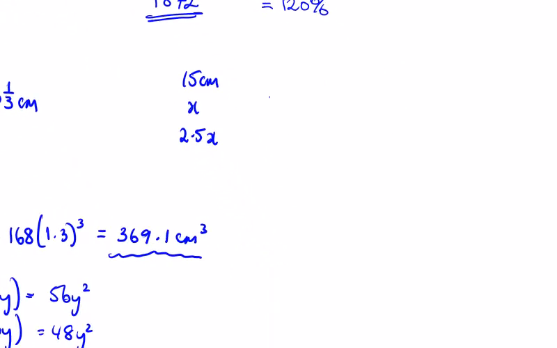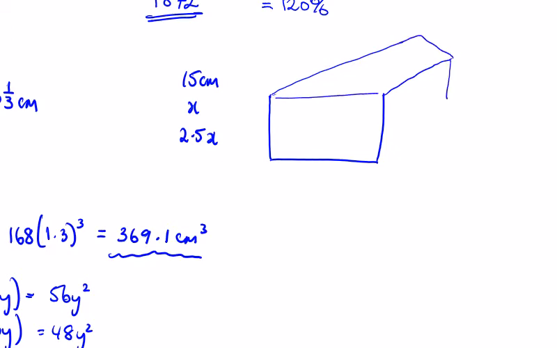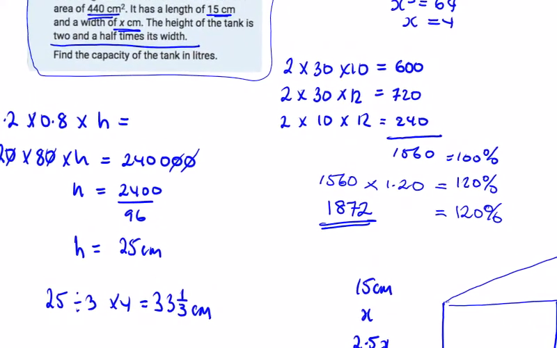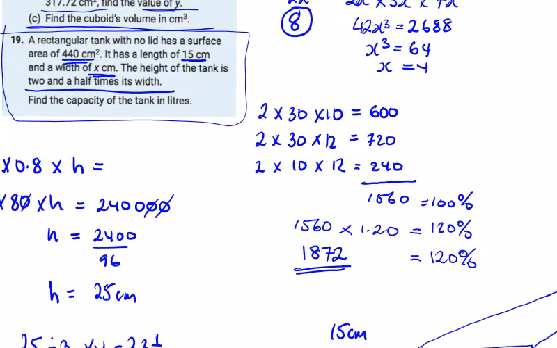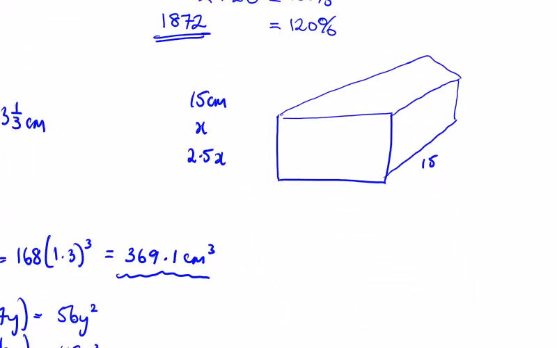Right, so let's do a little sketch of this tank here. Here's our tank, there's no lid on it. This is not the best tank you've ever seen, but you get the idea. So the length is 15. What were we told? The height is 2.5 times its width. So we have x, I got them the wrong way around, and 2.5x, right? So the side we don't have is the top.